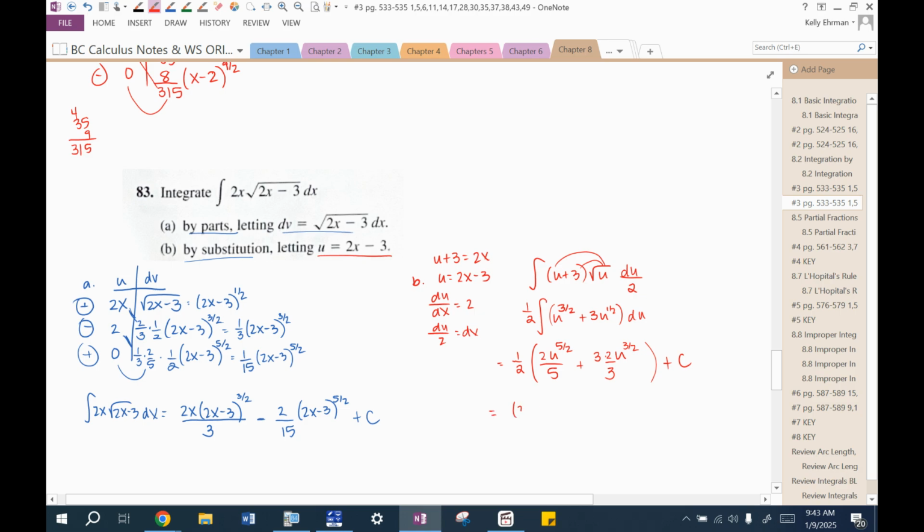Clean this up and get our u's out of there. So u was 2x minus 3 to the 5/2 over, so these 2's will cancel, over 5. And then the 3's here cancel, and the 2's are going to cancel. So plus, oops, not u, 2x minus 3 to the 3/2 over nothing, as far as I can see, plus c. Now, this is not the exact same answer that I got. Let me check my key.